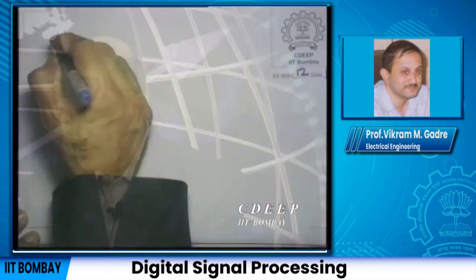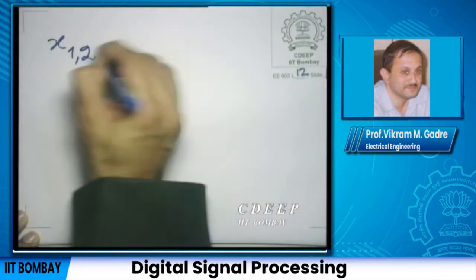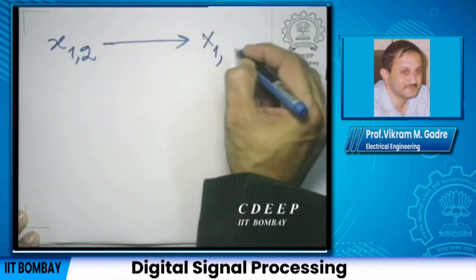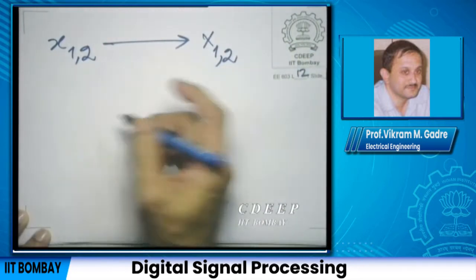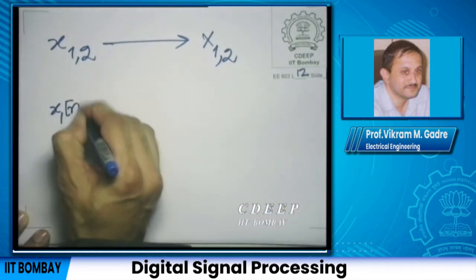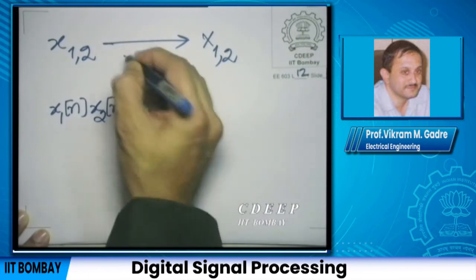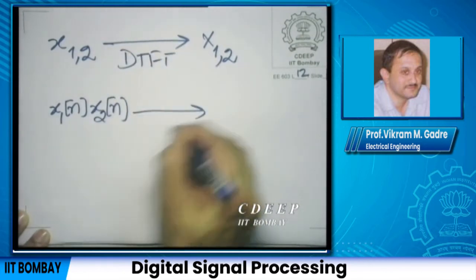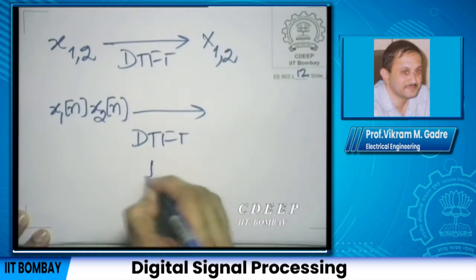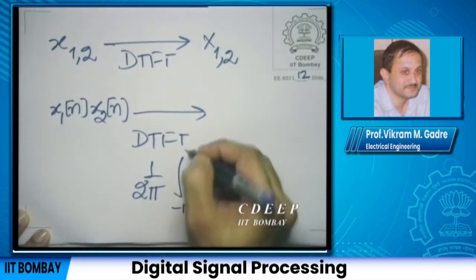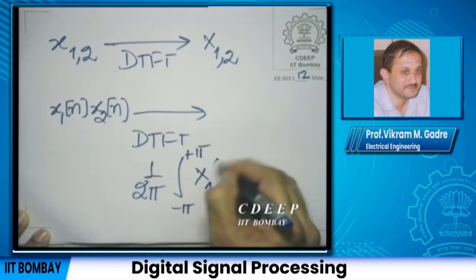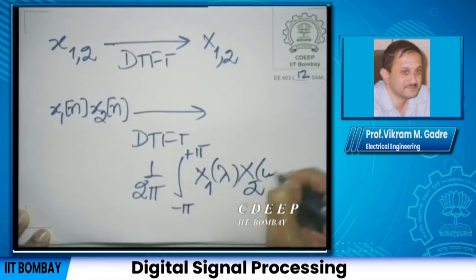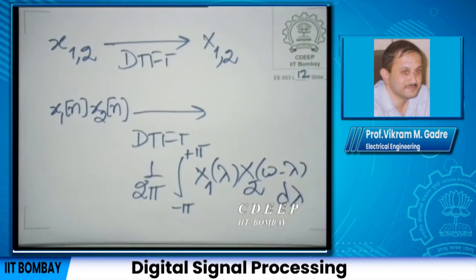We saw that if you have two sequences x1 and x2, both of which have discrete time Fourier transforms, capital X1 and X2, then x1[n] x2[n] has the discrete time Fourier transform 1 by 2 pi integral from minus pi to pi X1(lambda) X2(omega minus lambda) d lambda, which is essentially like a convolution of capital X1 and capital X2, save for the fact that this convolution is evaluated only on one period.